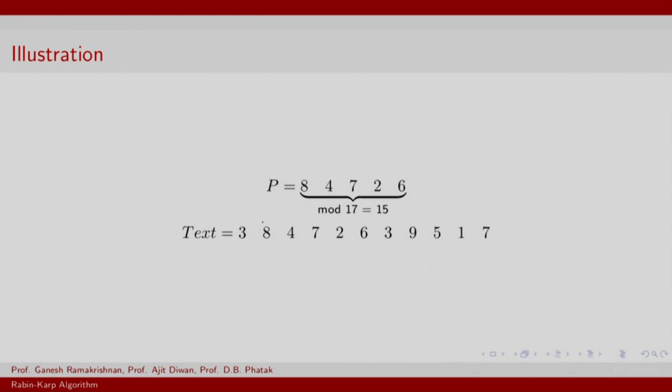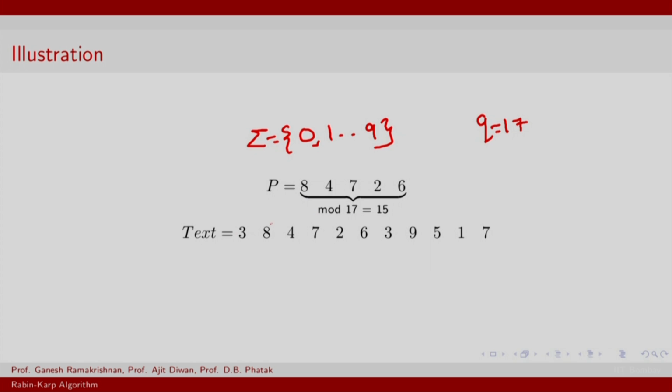So here is an illustration. Here we are looking at an alphabet set sigma, which is ranging from 0 to 9. So we are basically looking at decimal representations. The choice of q in this case is the prime number 17. So we look at the pattern P, the decimal representation mod 17 is 15.